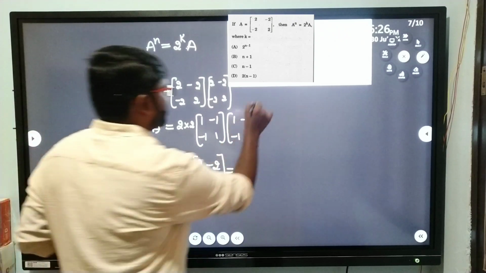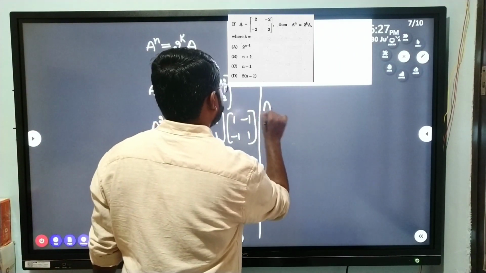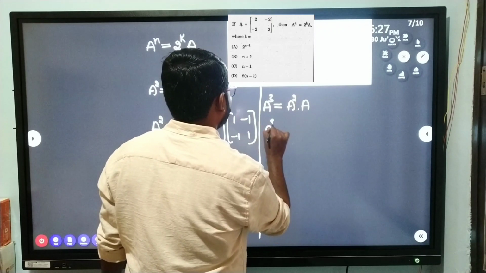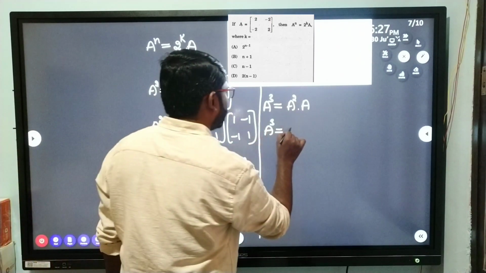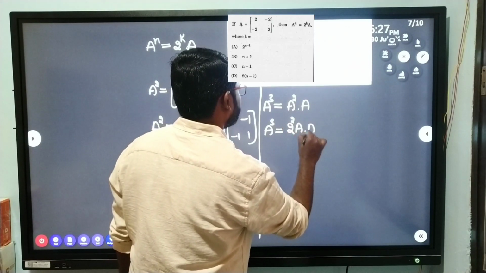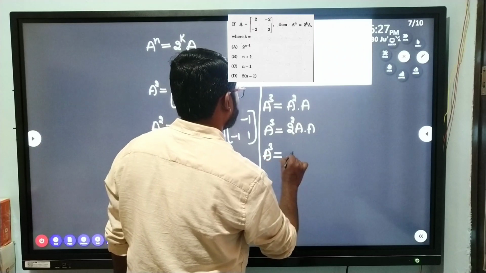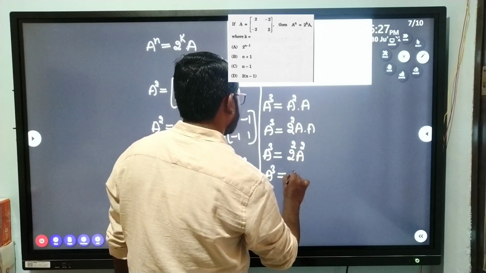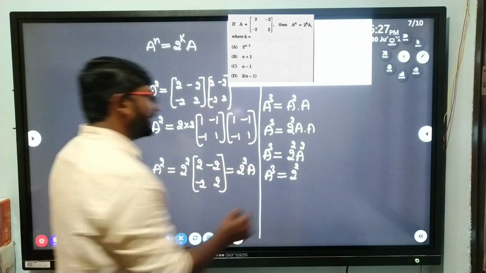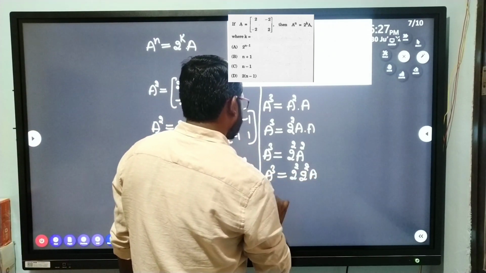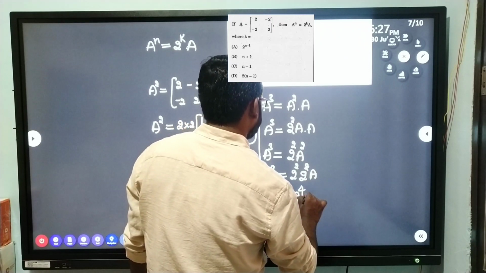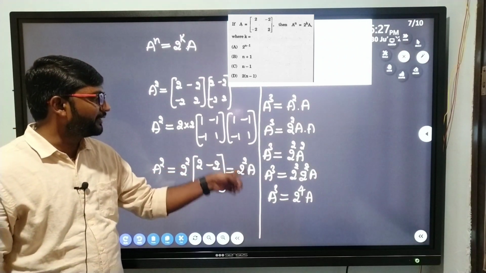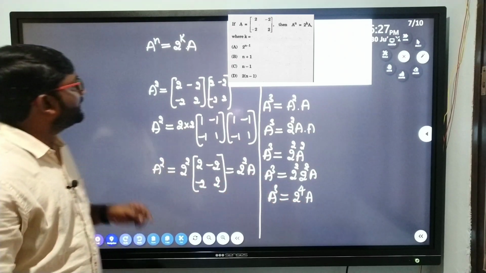Similarly, if you go for A cube, which is equal to A square into A, and A square is 2 square into A, so 2 square into A into A. A into A is A square, which is 2 square into A. So A cube is 2 raised to 4 into A. So A square is 2 raised to 2 into A, and A cube is 2 raised to 4 into A.